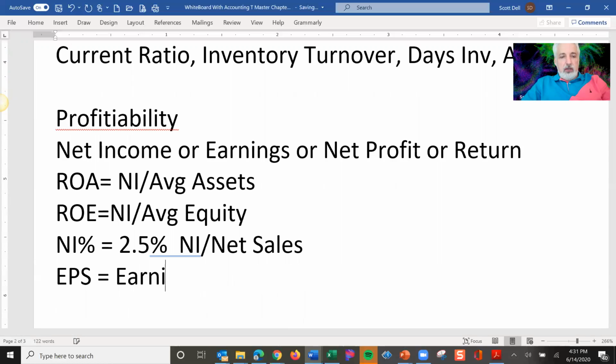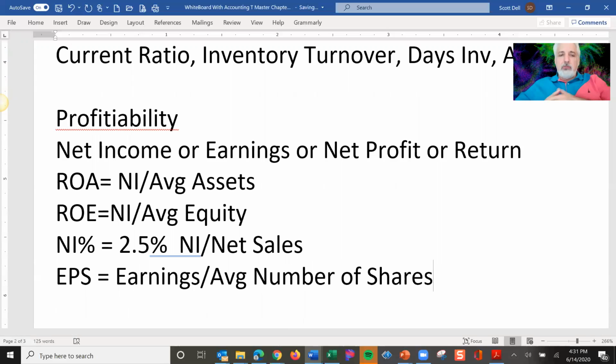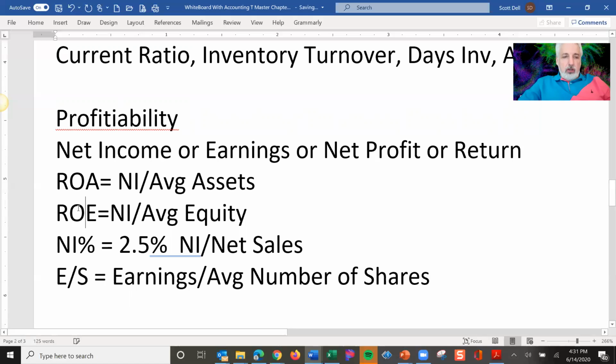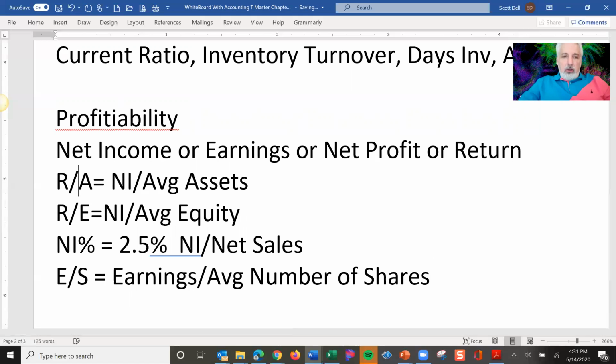Earnings, again for the year, over average number of shares. So these are all profitability ratios, and the name of the ratio tells you what it is. Earnings per share. Return on equity. Return on assets. Anything that has return, net income, earnings, or profits in the name of the ratio is going to be profitability and analyzes profits.